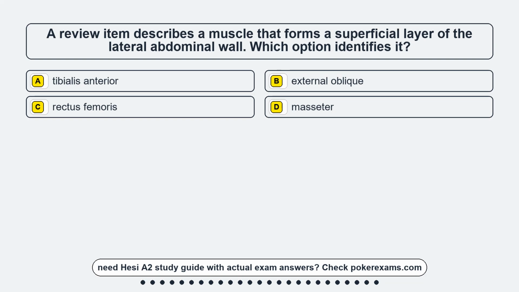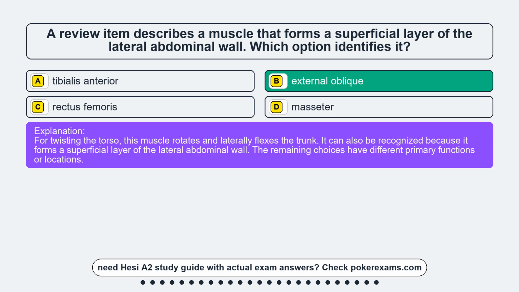Question 19. A review item describes a muscle that forms a superficial layer of the lateral abdominal wall. Which option identifies it? Option A, tibialis anterior. Option B, external oblique. Option C, rectus femoris. Option D, masseter. The correct answer is option B, external oblique.